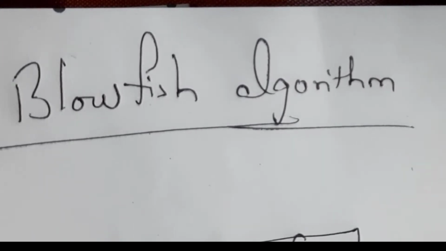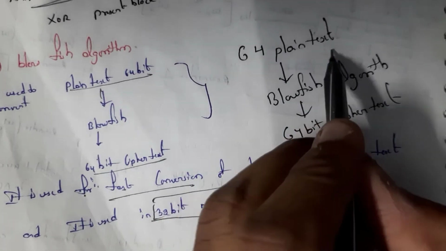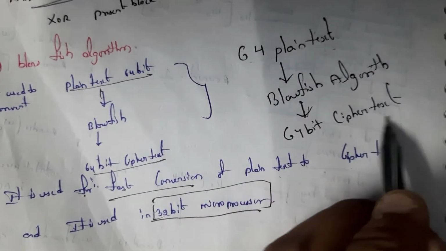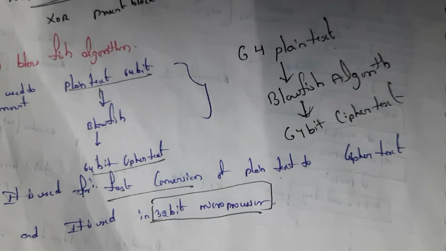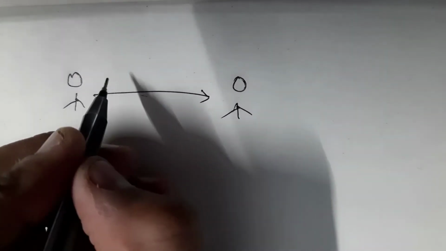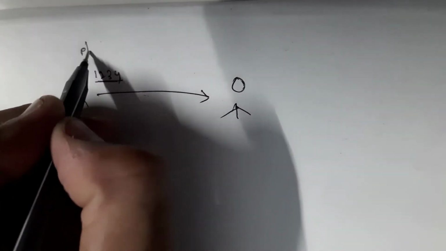Let's start our video. This Blowfish algorithm is used to convert 64-bit plain text into 64-bit cipher text. What is plain text? Plain text is nothing but the actual message. If you want to send an actual message on the internet, for example, there is a user who wants to send a bank account number to another user. Suppose the bank account number is 1234, so this bank account number is plain text.